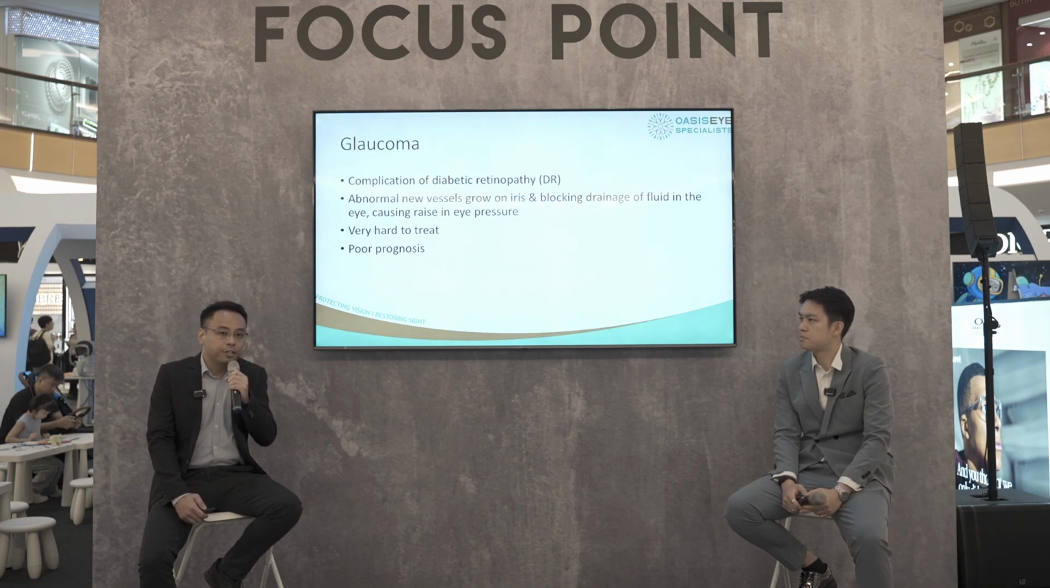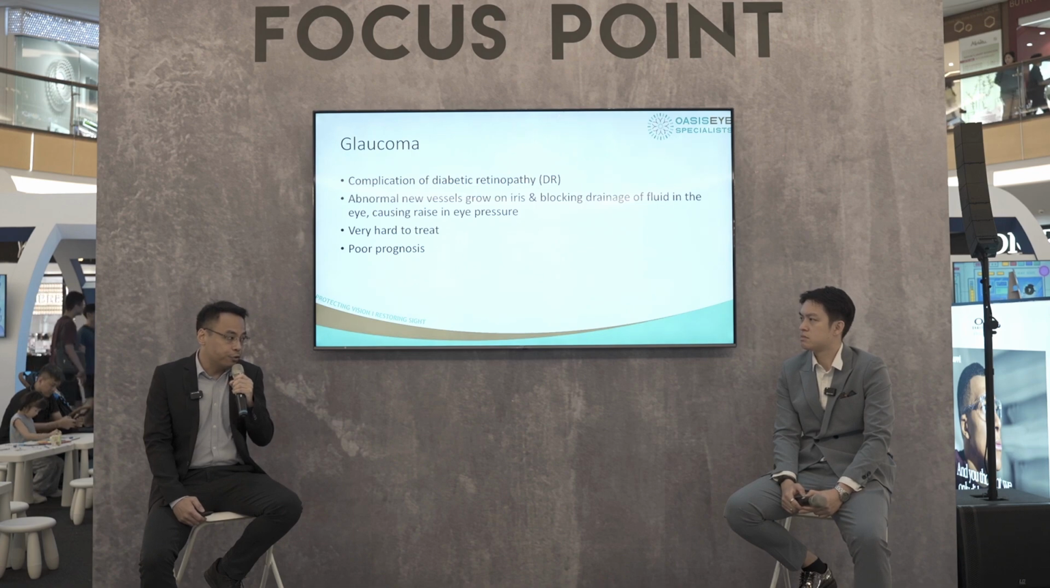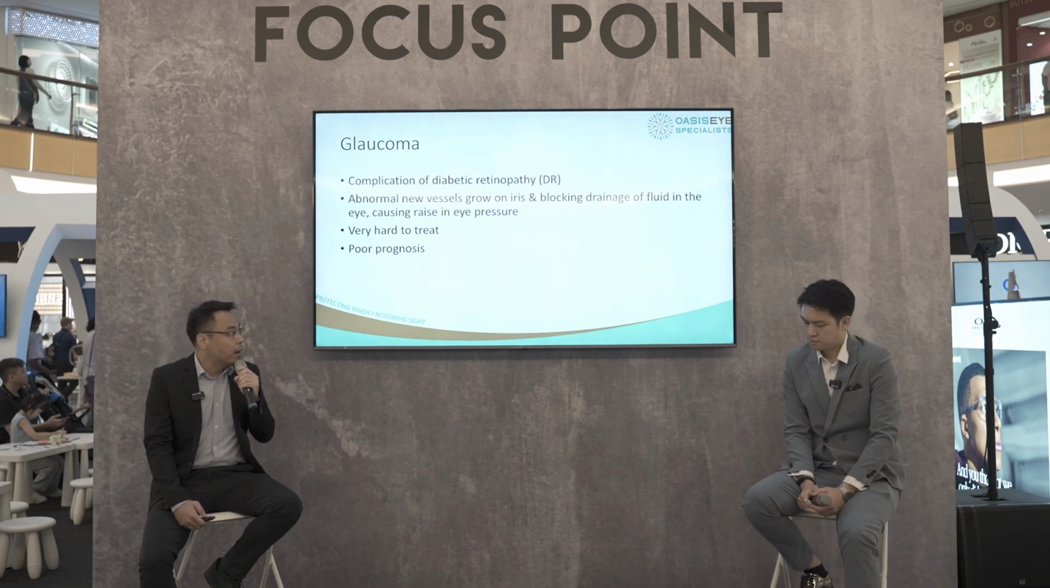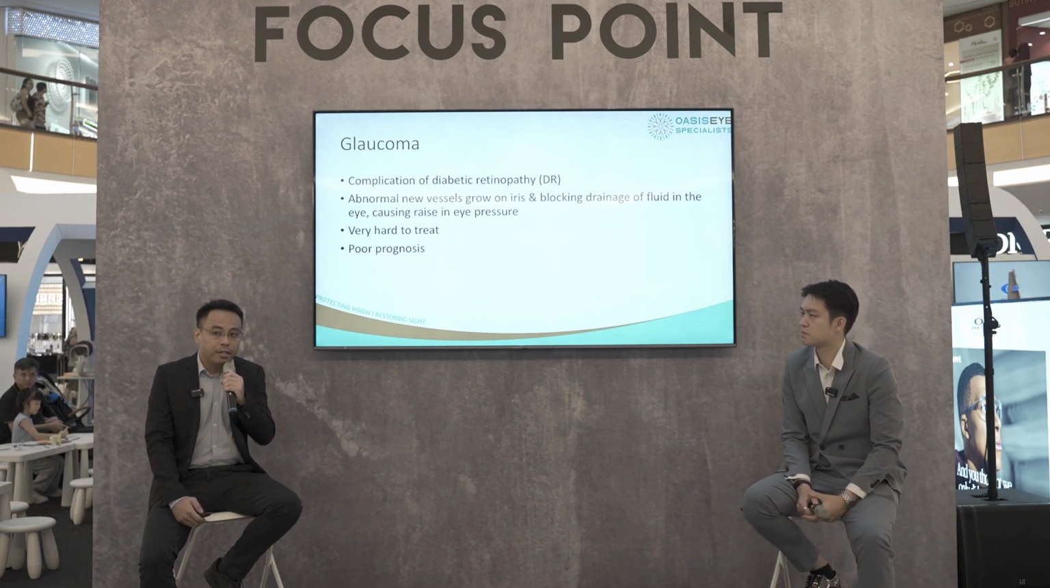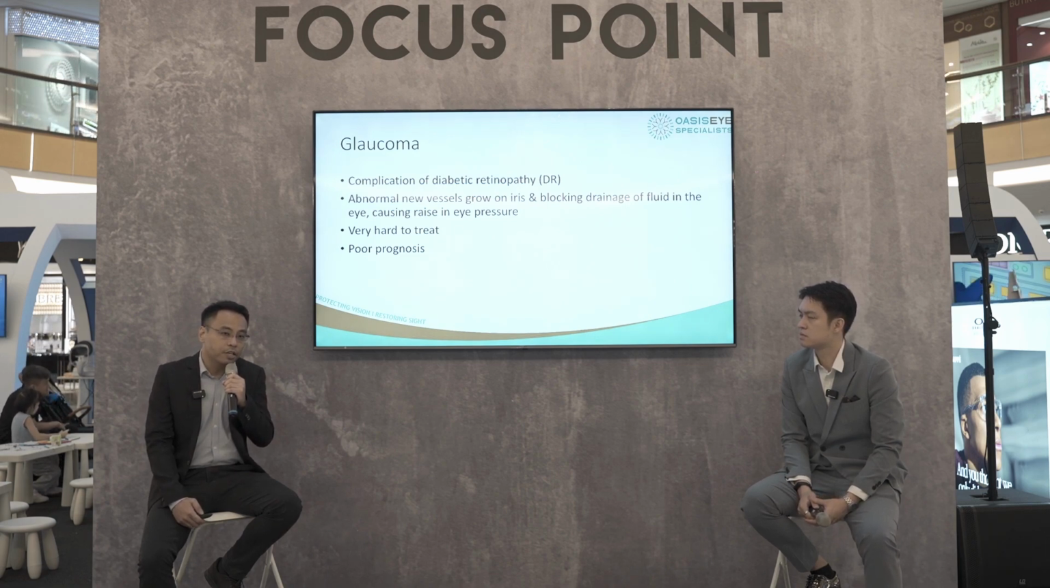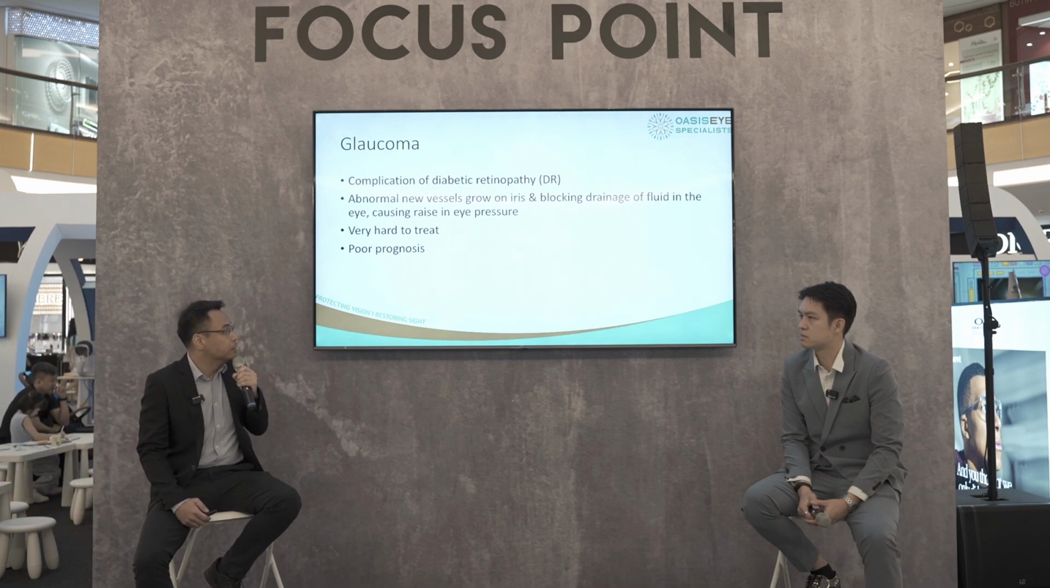Treatment for glaucoma usually is laser treatment to regress the blood vessels and using medication to control the eye pressure. However, if medication is inadequate to control the eye pressure, surgery may be needed. Usually, when diabetic retinopathy progresses to glaucoma, it's very hard to treat and the prognosis is very poor even with treatment. Patients may progress to permanent vision loss or even blindness.